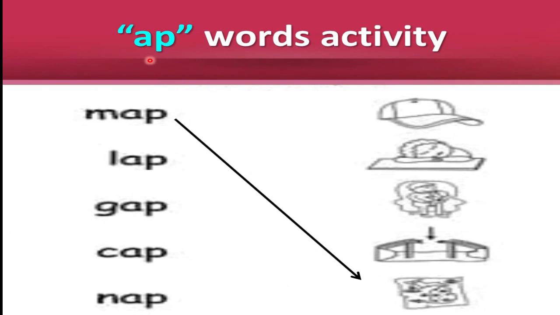Now the last activity is AP words. In this activity, first read the words and then match them with the correct picture. Okay, kids, I have already matched the first word to the picture. So, in the same way, you are going to complete the activity and color the picture.